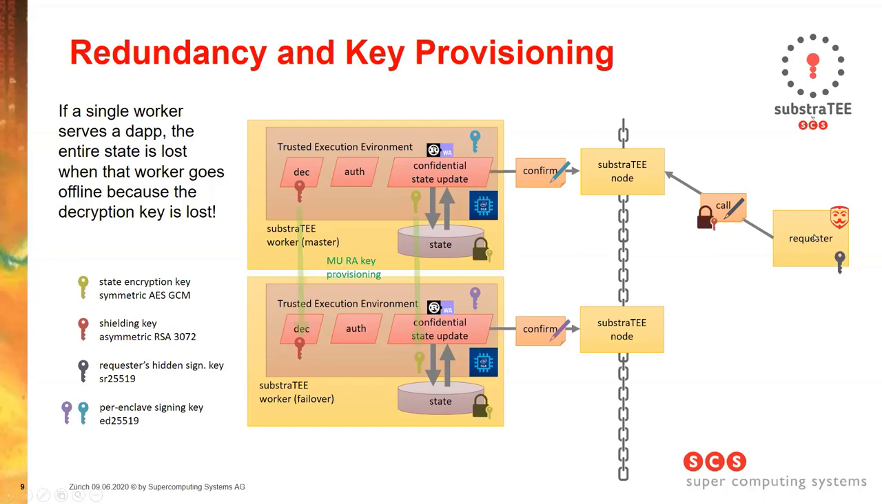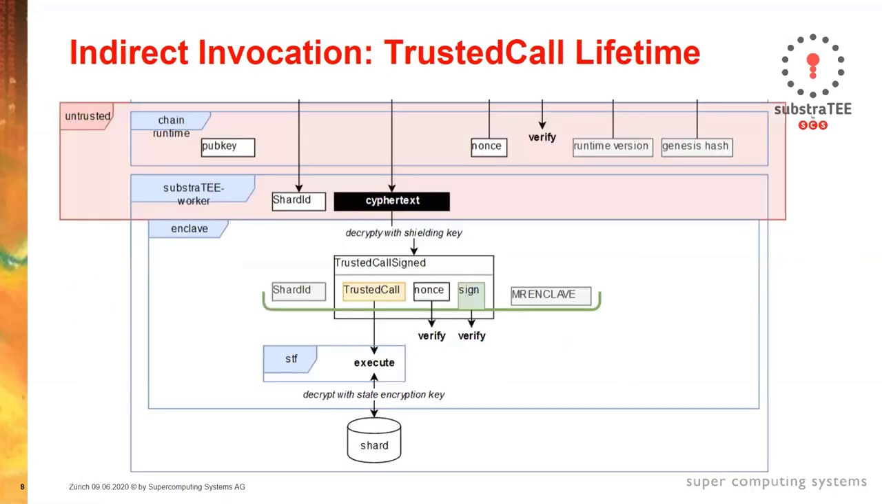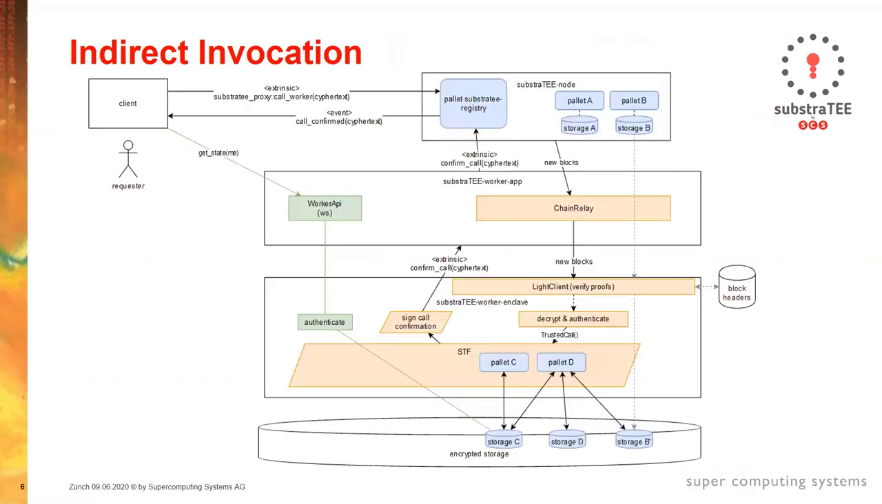So Alice has a hidden or incognito key, which she uses to sign her call, to authenticate her call, and then she encrypts the call to obfuscate it. Then she sends it to the chain, then it goes to the enclave where it is decrypted, where it is authenticated, and then the call is executed. For the whole crypto topic, I have a better slide, so we can go deeper on that. But let me first close the cycle of what is actually happening.